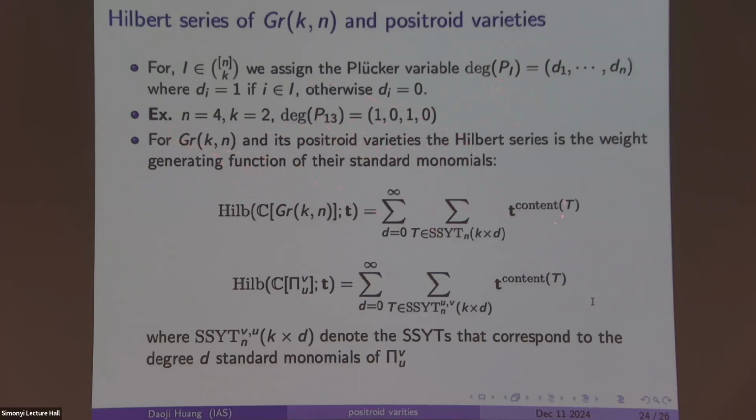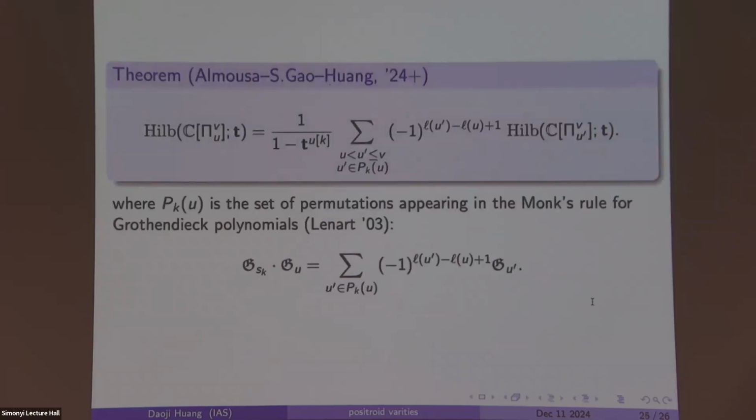And so under this definition of multigraded Hilbert series, my multigraded Hilbert series for the entire Grassmannian is the sum over all of the semistandard tableaux of the right size with this weight. And similarly, I can restrict these to semistandard tableaux that are standard monomials on the Positroid variety. Okay, and with this idea, we can get a recurrence on the Hilbert series of Positroid varieties.